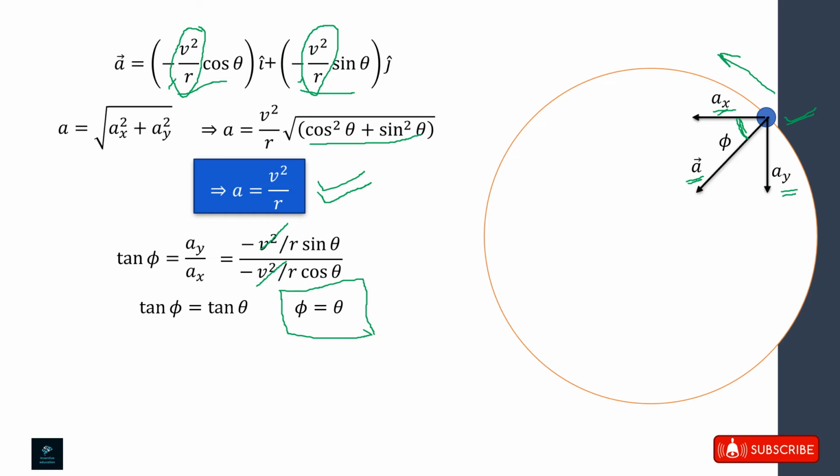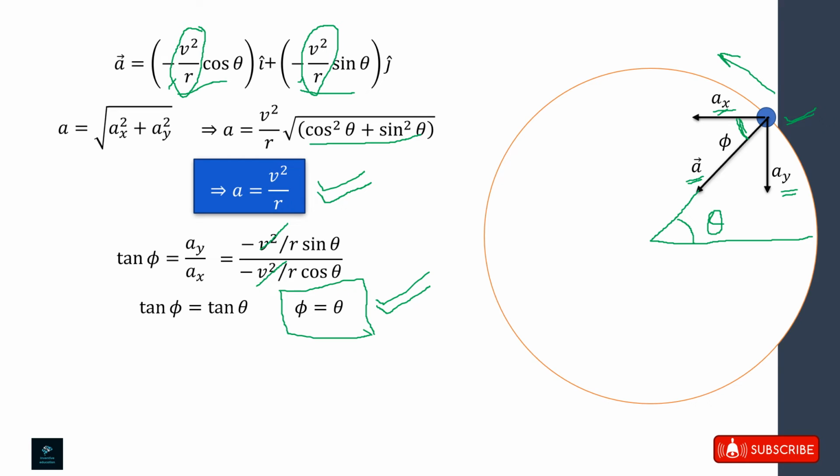Recall that theta is the angle made by the line joining the center to the position of the object with the horizontal direction. Phi equal to theta means that the acceleration vector is directed radially inwards.